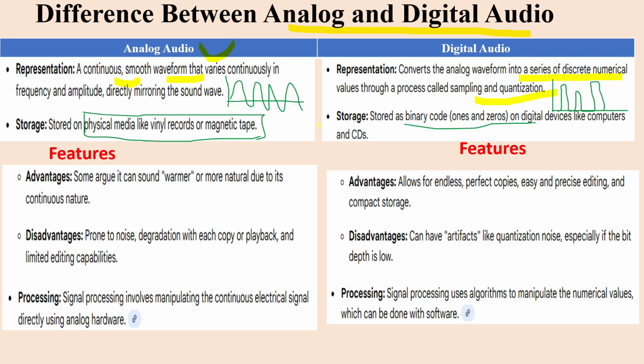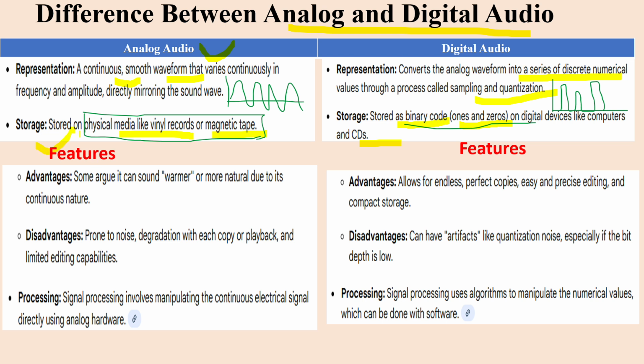When we talk about storage, for storing the analog signal, it is a physical media like vinyl records or magnetic tape. It is a physical media. In digital audio, we store in binary code 0, 1, or on a digital device like a computer, and a CD can be used to store the digital audio signal.